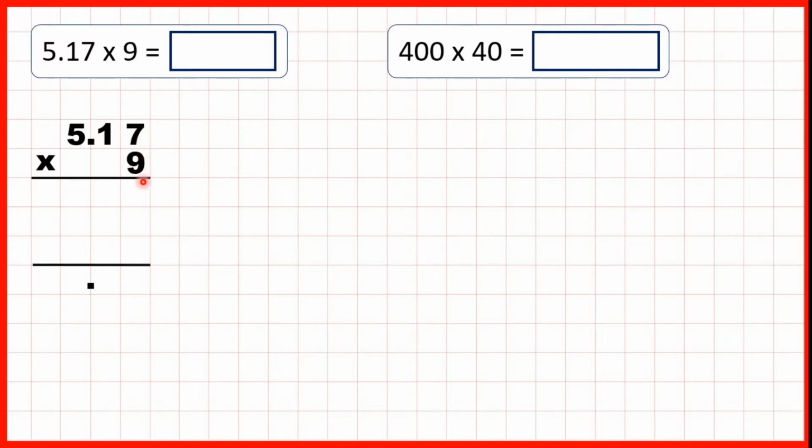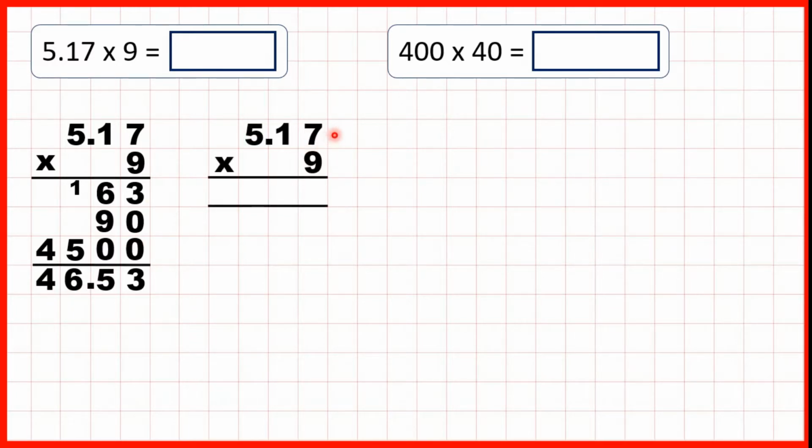So 7 times 9 is 63. This digit next is the second digit from the right, so we need a 0, and 1 times 9 is 9. Now this 5 digit is the third digit from the right, so we need 2 zeros, and 5 times 9 is 45. Now we add up our answer lines. 3 plus 0 plus 0 is 3. 9 plus 6 plus 0 is 15, so 1, 5. 1 plus 5 is 6, and nothing plus 4 is 4.